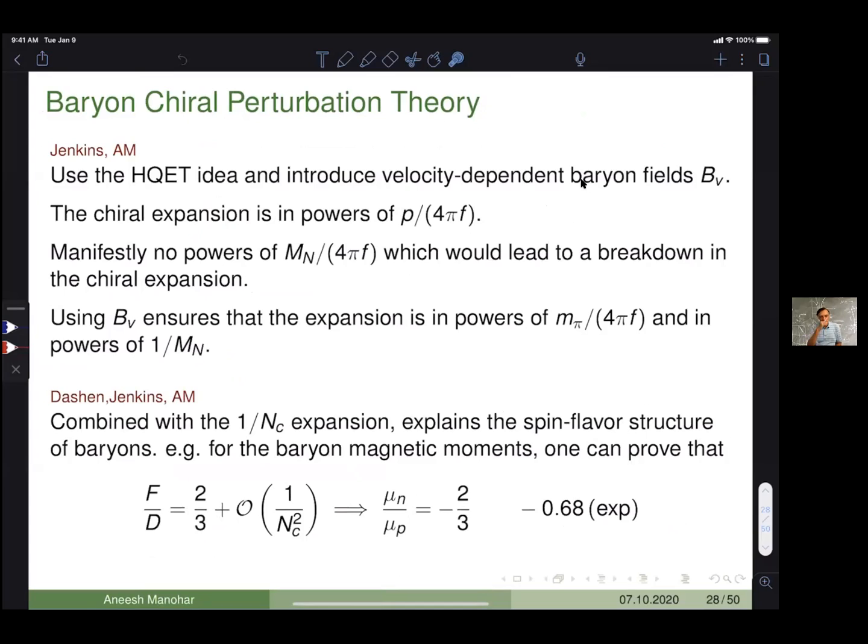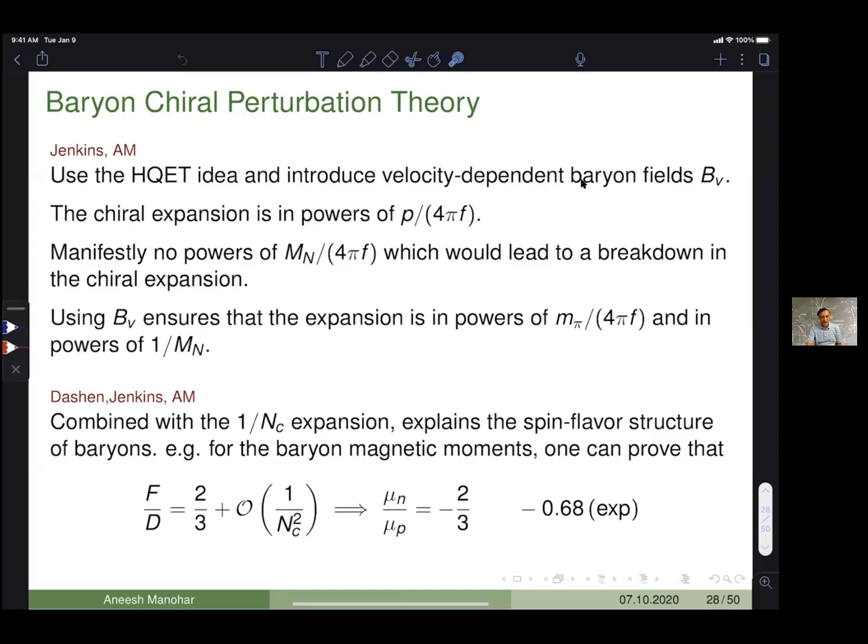The idea of velocity dependent fields was used in chiral perturbation theory for baryons. The baryon mass is of order a GeV and therefore not small. So you couldn't do just chiral perturbation theory naively, because you would get factors of m nucleon over 4 pi f, which is 1, and would lead to a breakdown of the expansion.